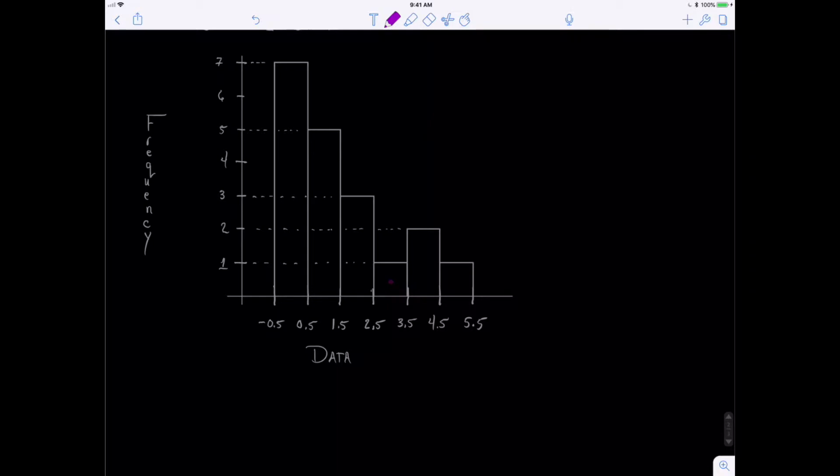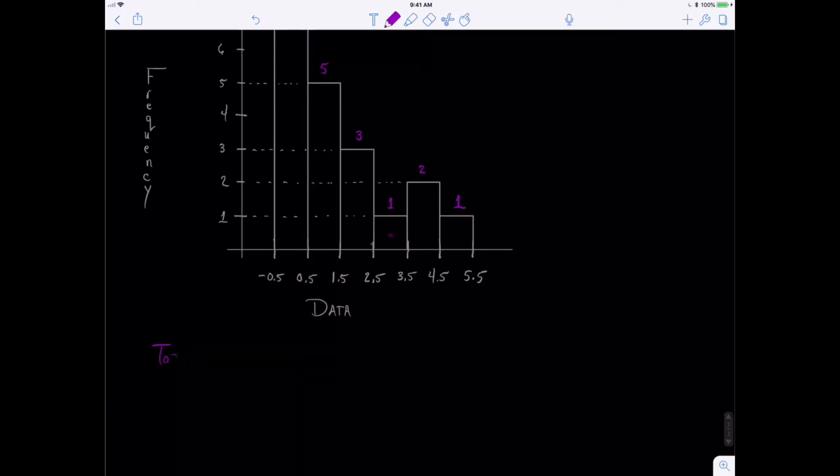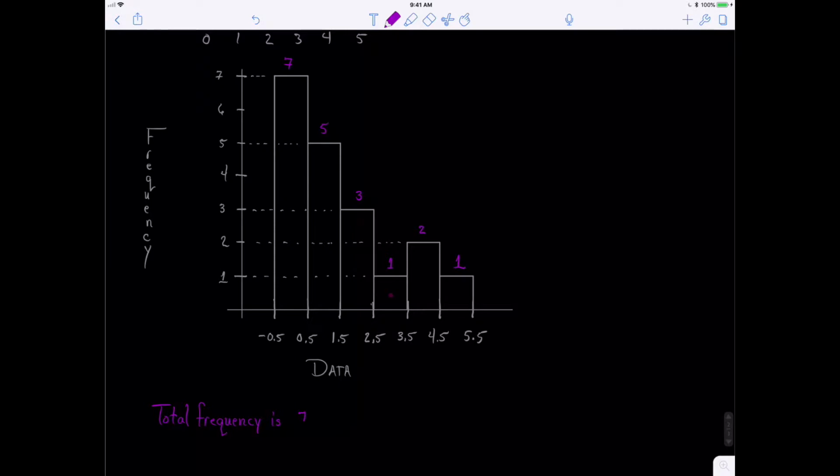We're going to start by noting the frequency of each column. Our first column has 7 units in it. The next one is 5. Just reading the frequencies off, I have 3, a 1, a 2, and a 1. So let's do this. Our total frequency, or cumulative frequency, is 7 plus 5 plus 3 plus 1 plus 2 plus 1. And let's add those up.